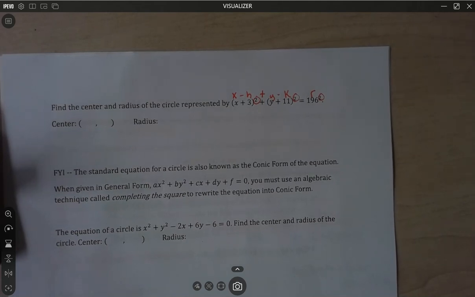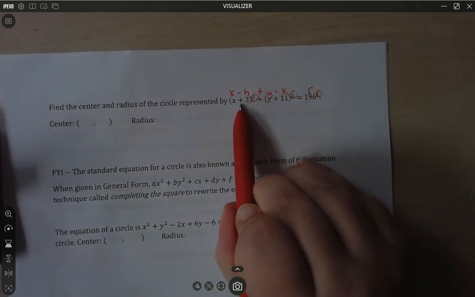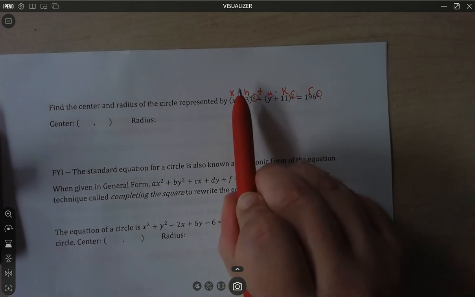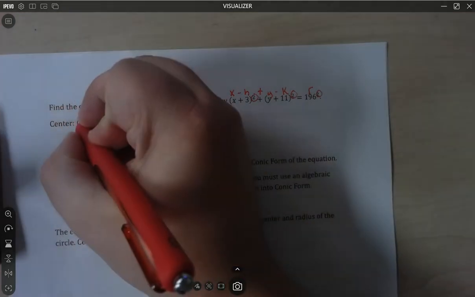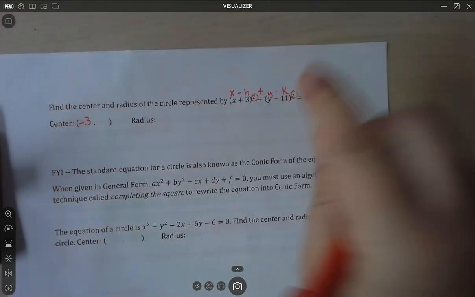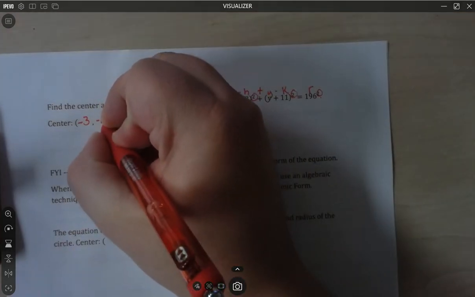Everything's being squared, everything looks good. The only thing that's really different are these signs. So this is plus 3. Our formula says minus 3. All that means is that this sign is going to be negative. So it's negative 3, and this one will be negative 11.